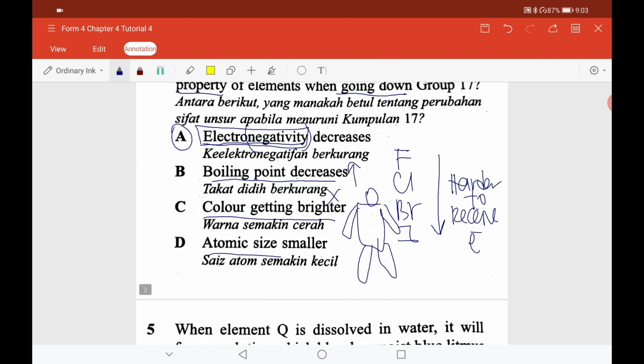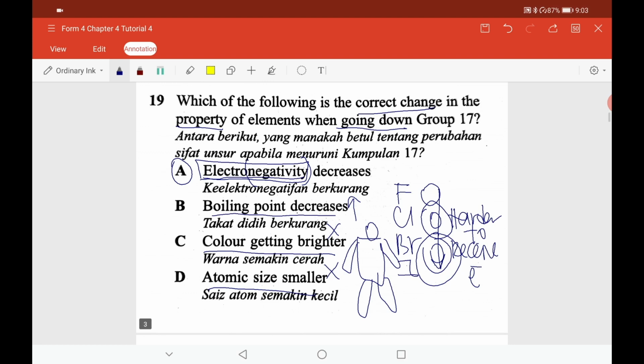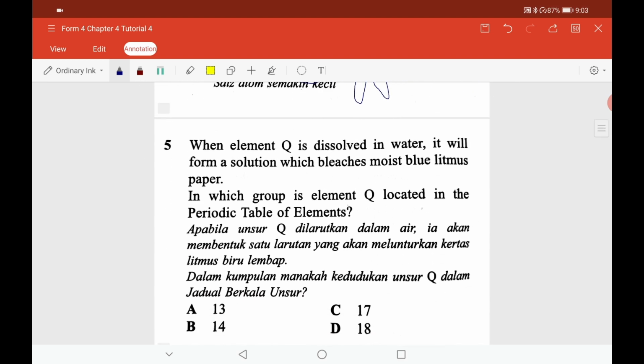So D, atomic size smaller? No, going down the group, we have more and more shells. When we have more shells, the size should get bigger. So answers B, C, and D are all wrong. If you're not sure the answer is A, you cut the wrong answers. B, C, and D are wrong, so you will choose answer A. That's it.